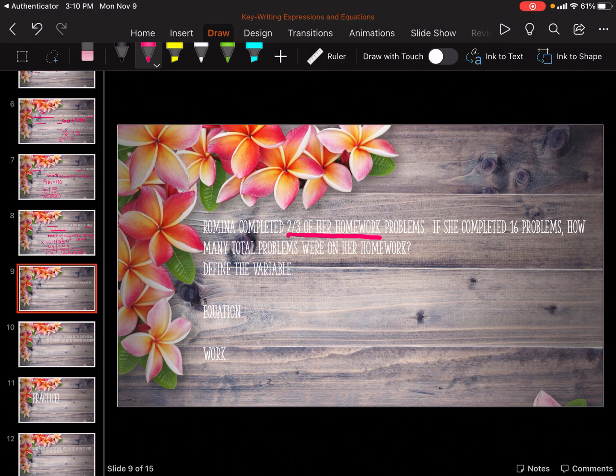Romina completed 2/3 of her homework problems, and she completed 16. How many total problems were there? She completed 16, but we want to figure out the total. So she's completed 2/3 of, we got to define our variable. This is the total problems. Okay, so this is a tough one. It's going to be 2/3 P equals 16. 2/3 of the total problems is 16. So we are going to divide by 2/3.